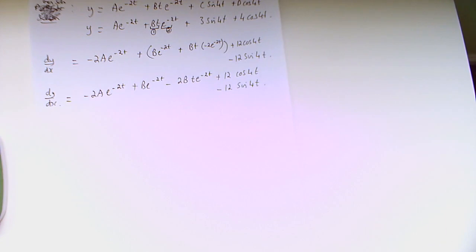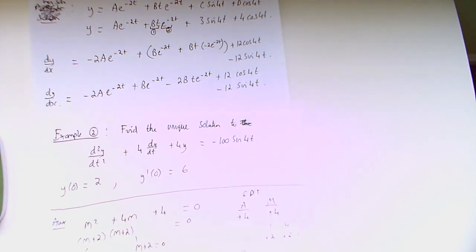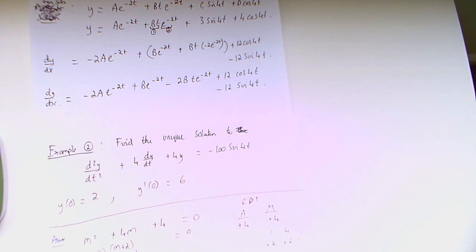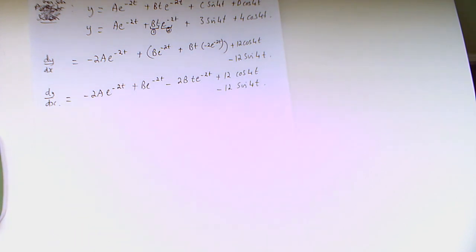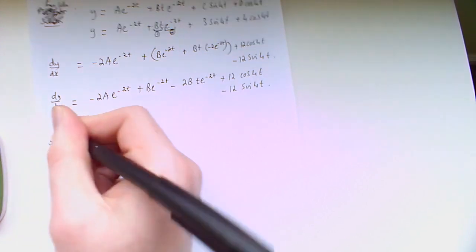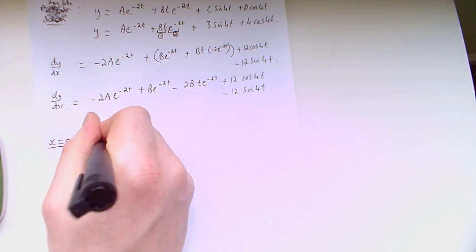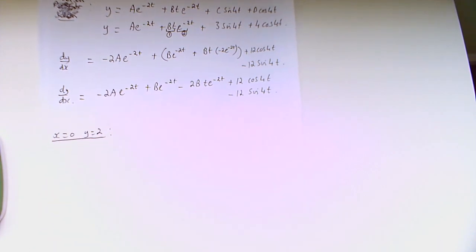And as we said in the question, I've got my y, I've got my dy by dx, and these are my initial conditions. When x equals 0, y equals 2, and when x equals 0, dy by dx is equal to 6. So let's put that in. When x equals 0, y equals 2. Again, I just always write it like that.